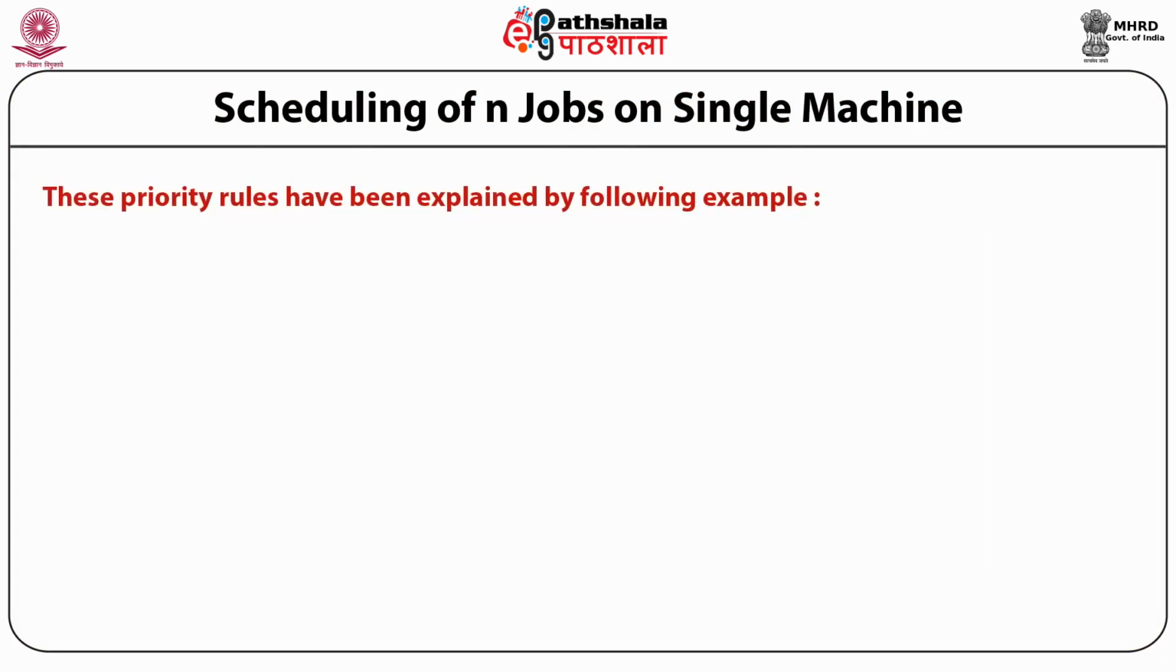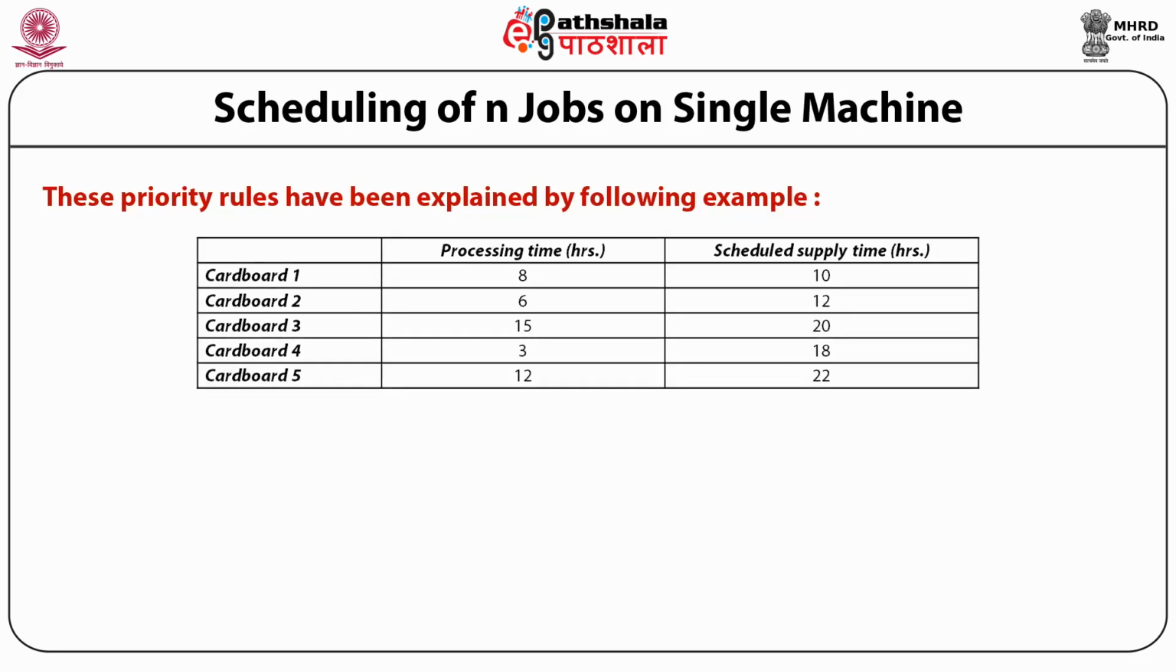Shortest processing time rule, SPT. In this method, the job with the shortest processing time enters the operating system first and then other jobs follow according to the processing time. These priority rules are explained by the following examples. The table shows processing time and scheduled supply time to the customer of 5 cardboards requiring different drilling operations on the same drilling machine. Sequence the jobs based on the EDD rule, and second, the SPT rule.